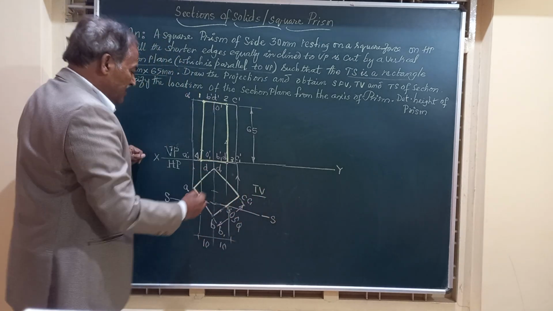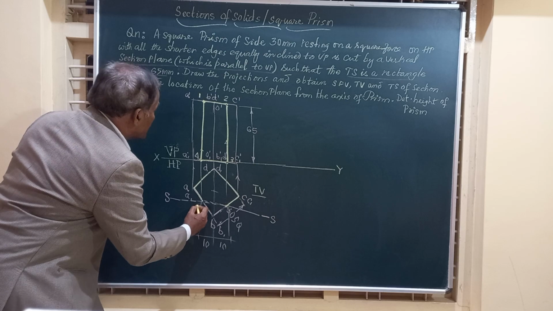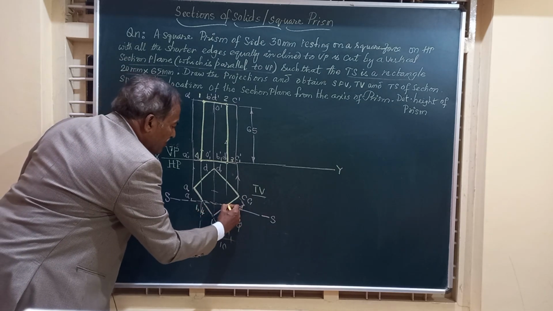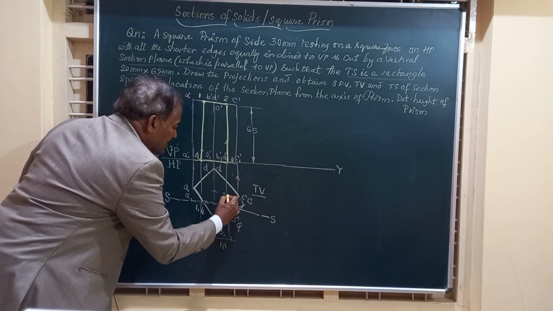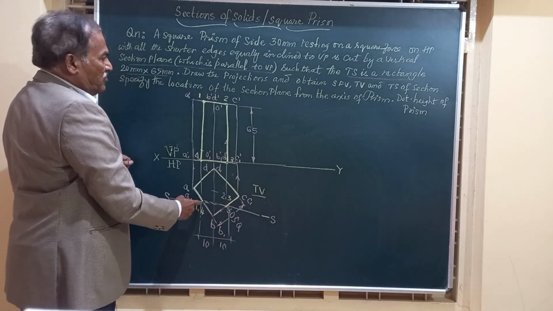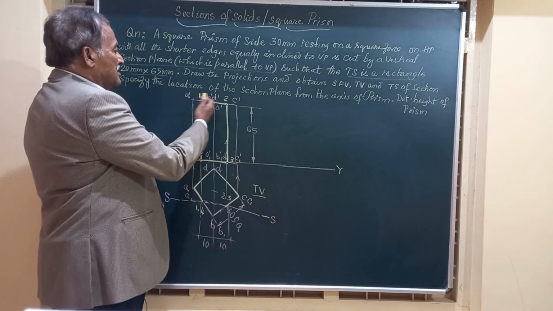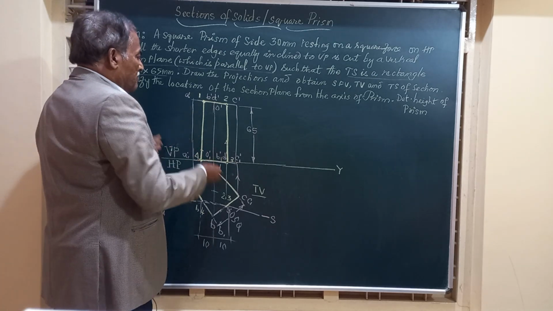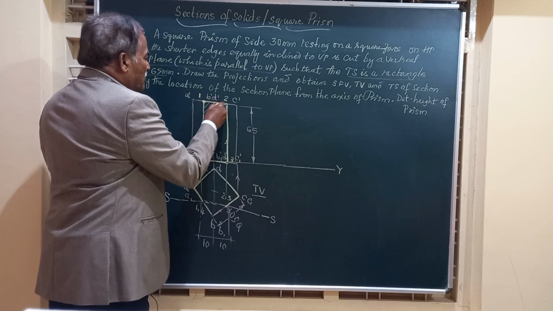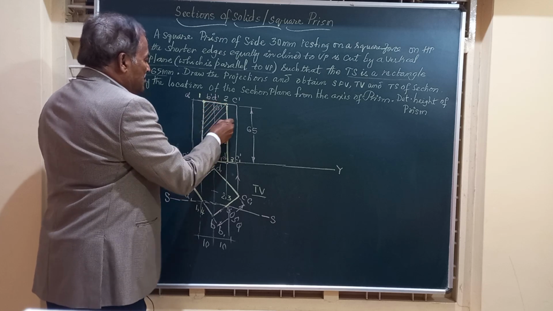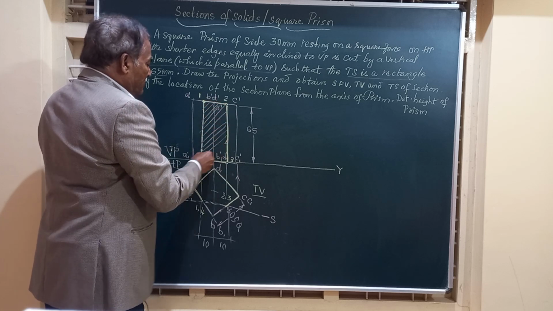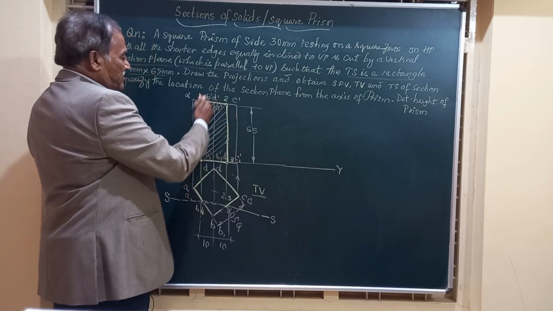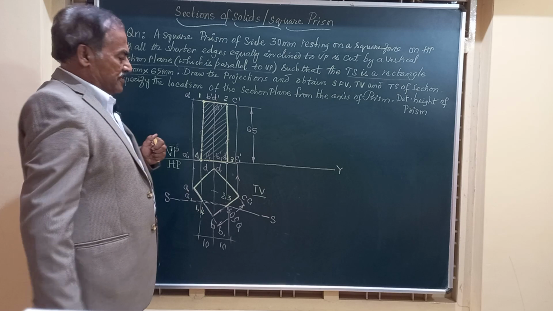But here 1, 2, 3, 4, if I mark them in the top view, this is 1, comma 4, and this point is going to be 2, comma 3. 2, comma 3, 1, comma 4. And these 4 points you have got are joined by thick lines, and we are going to draw a series of lines inclined at 45 degrees to the horizontal, and we are going to section that.